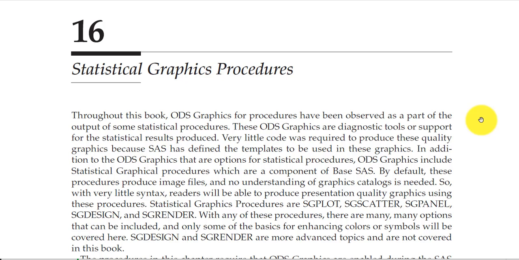We can learn to change some of those colors and options, and we'll look at a few ways to do that. So these are kind of the SG procedures. You'll see SG at the beginning of their name, and in particular we're going to deal with SG plot, SG scatter, and SG panel. These two, SG design and SG render, are more advanced topics and not covered here in this book, but with very little code we can generate some nice pictures using these three procedures, and so that's what we'll be looking at in this chapter.